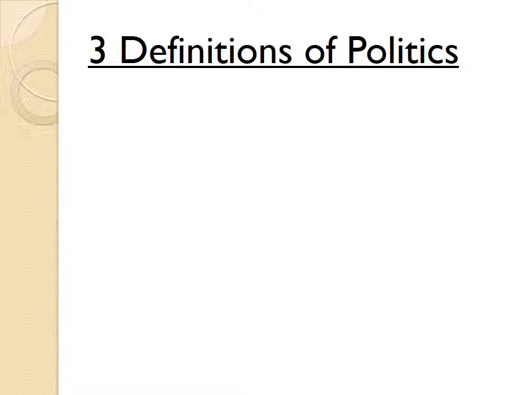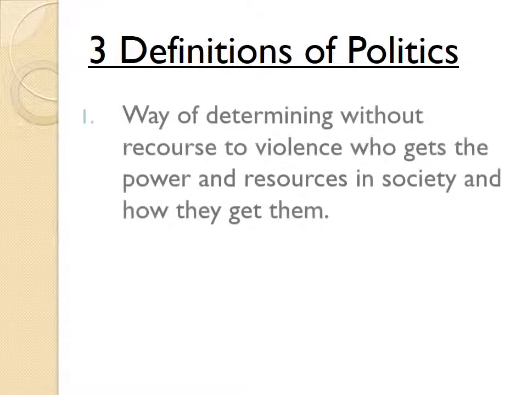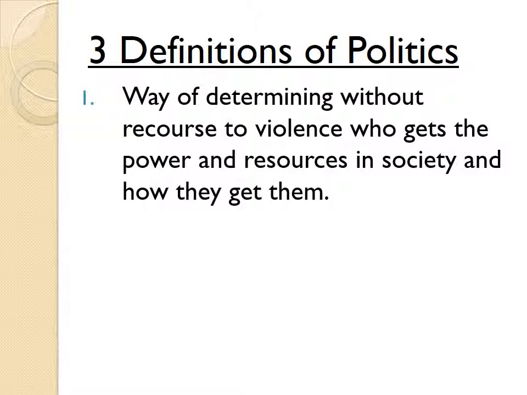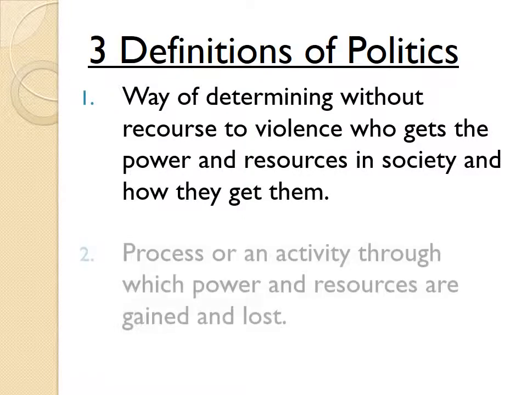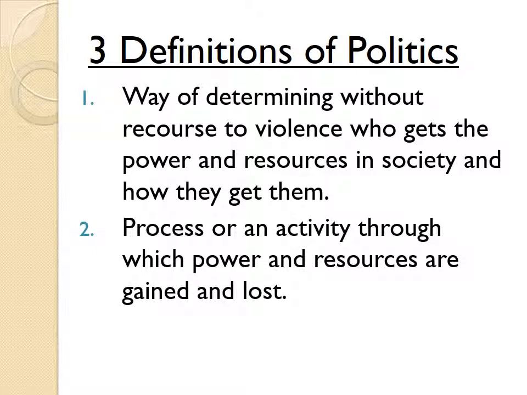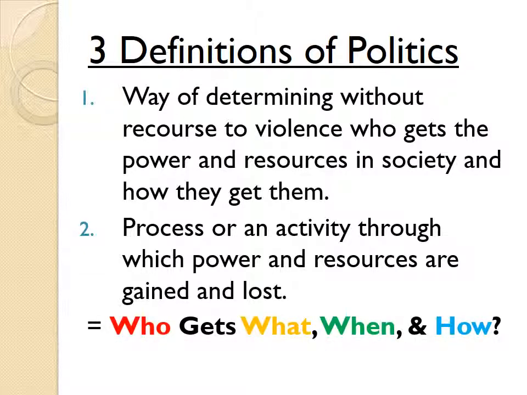We want to discuss the 3 definitions of politics in this section. The first definition is politics is a way of determining, without recourse to violence, who gets the power and resources in society and how they get them. The second is that politics is a process or an activity through which power and resources are gained and lost. Basically, who gets what, when, and how. The third one we'll talk about in a minute, but first let's break down these wordy definitions into something which is going to help us understand.